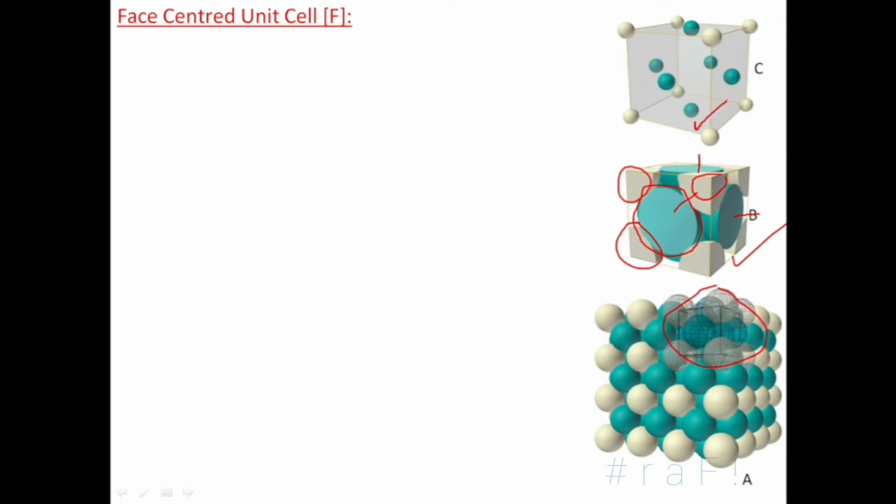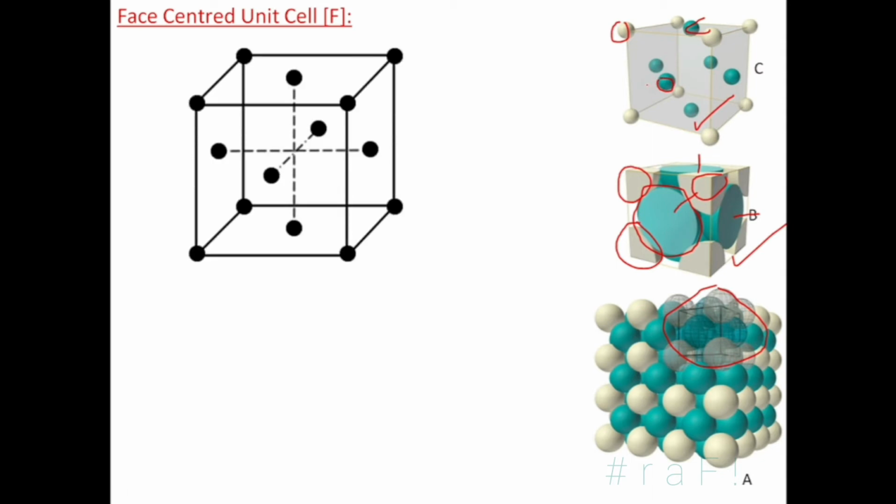In figure C, we can see lattice points here. These are the lattice points, and this one represents the face centered unit cell. See this. Now calculate the number of atoms present in FCC. Here, top and bottom half atom is there. In figure B you can see this one, top, bottom, left side and right side.